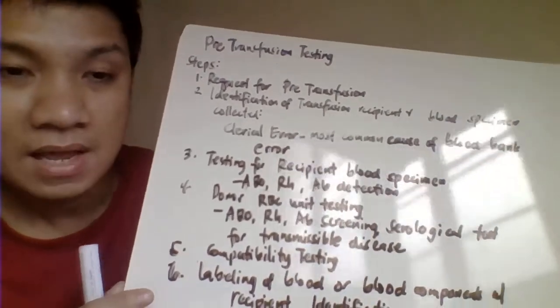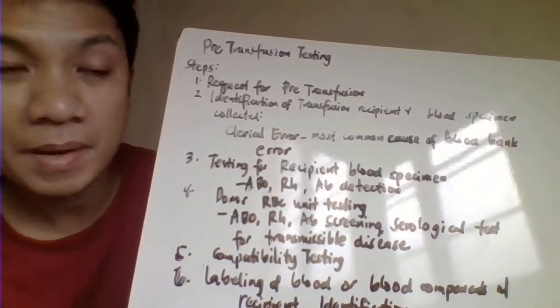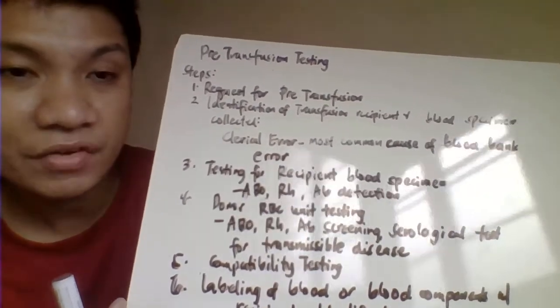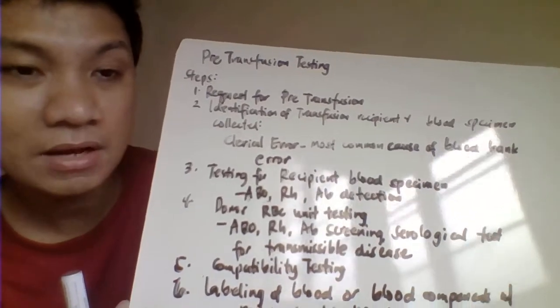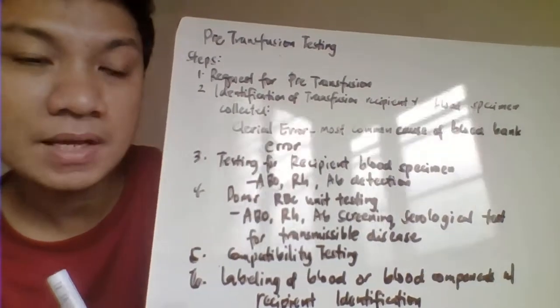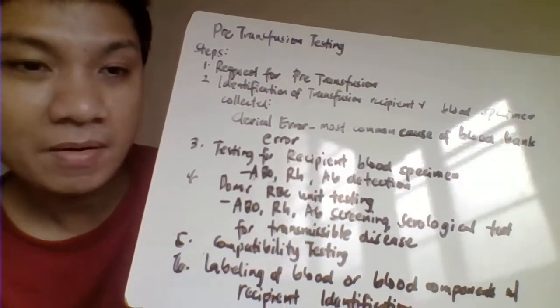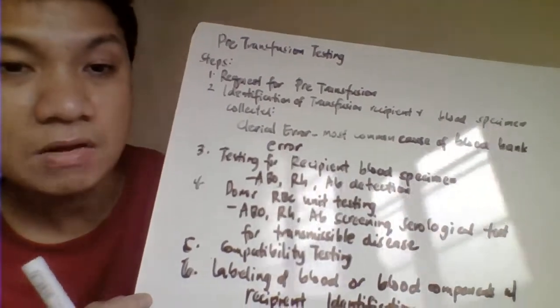a request coming from the physician that the patient requires a unit of blood for transfusion, which would be the request for the compatibility testing. Second, when you already have the request, then you need to collect the sample correctly from the patient who should be given a unit of blood.